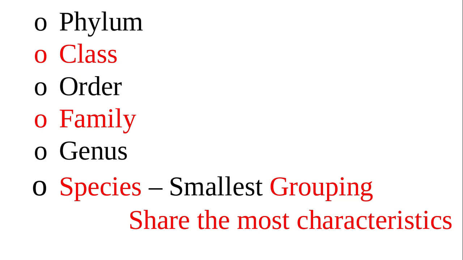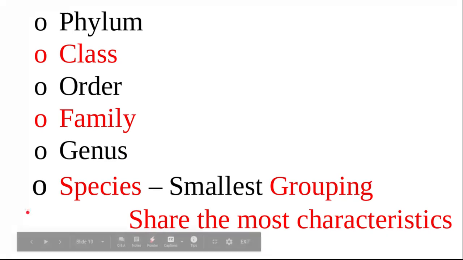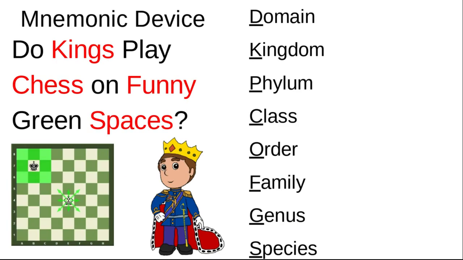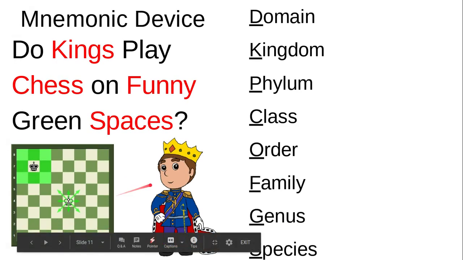Going down then, underneath kingdom, we have phylum, and then class, and then order, and then family, and then genus, and then species. The smallest group. They share the most characteristics. As we move down this list, the group gets smaller and smaller until we get to almost nothing.